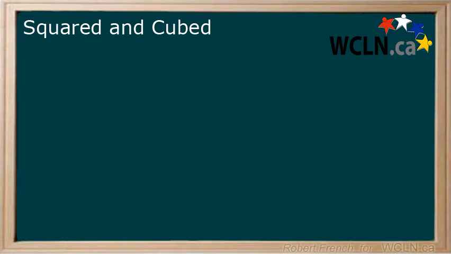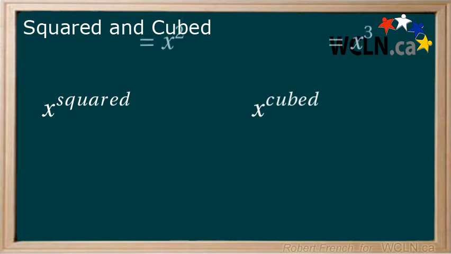In this tutorial, we will be looking at what it means when we say something is squared or cubed. These are simply commonly used ways of describing an exponent of 2 or 3. So when we have a number to the power of 2, we can instead say that the number is squared.